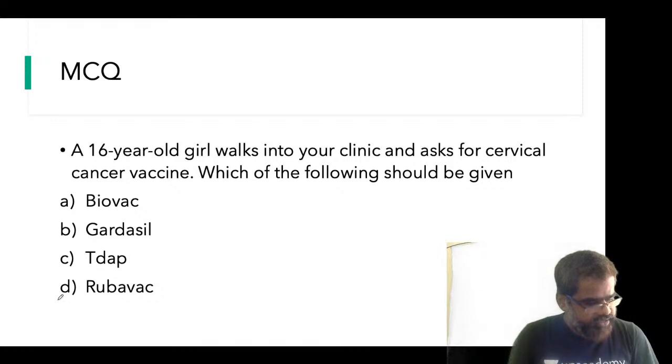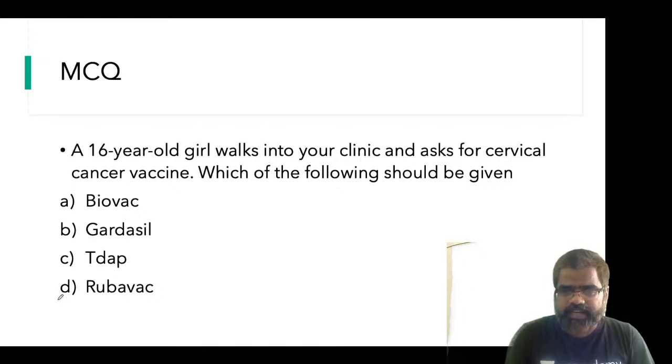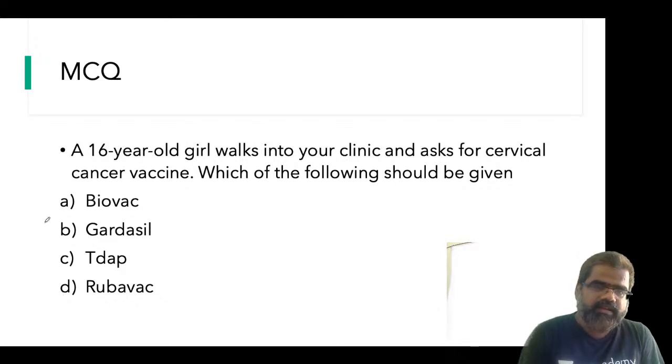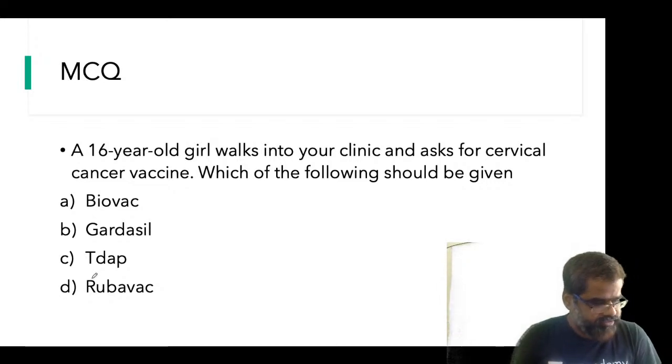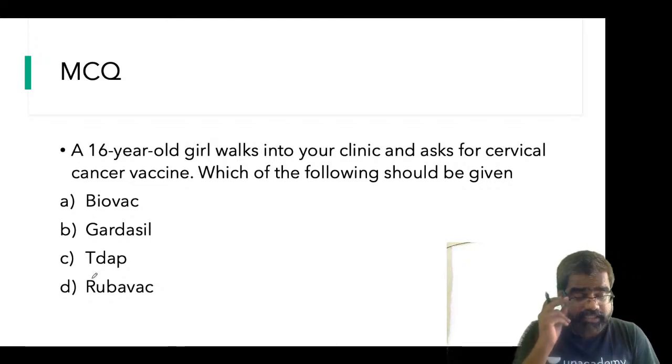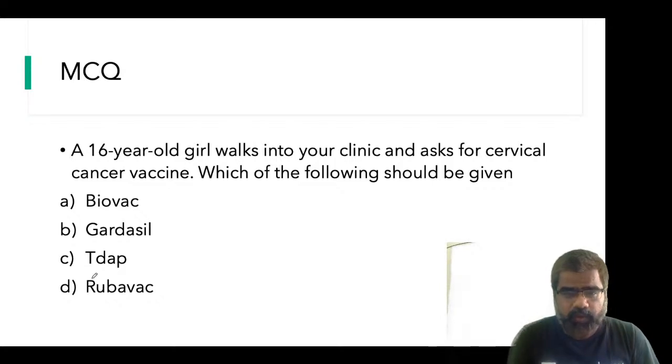Very good, Bharti. Now, a 16-year-old girl walks into your clinic and asks for cervical cancer vaccine. Which of the following should be given? Bioware, Gardasil, TDAP or Rubavac. Try this. A 16-year-old girl walks into your clinic and asks for cervical cancer vaccine. Which of the following should be given?